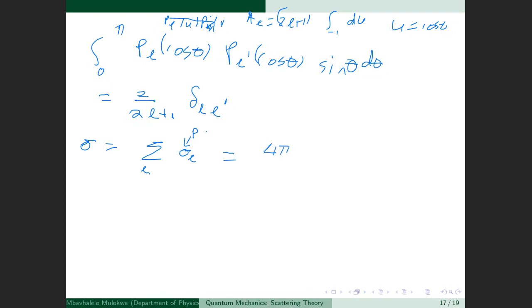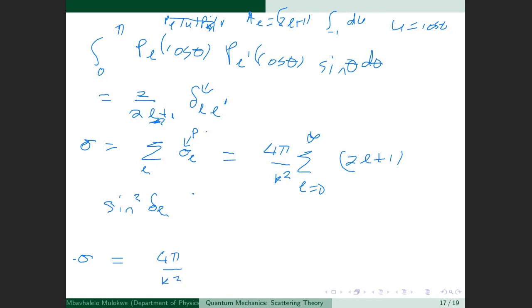Once you've done the sum, one of the sums will fall because of the Kronecker delta, so you're left only with the sum L going from 0 to infinity, 2L plus 1. There's a 2L plus 1 prime, which will cancel this factor there. And then there was sine delta, but you are setting L and L prime to the same, so you just get the square of sine delta L. I think this simplifies. So I'm saying that the total cross section is simple. It's just given by 4 pi over k squared, sum L going from 0 to infinity of 2L plus 1 sine squared delta L.